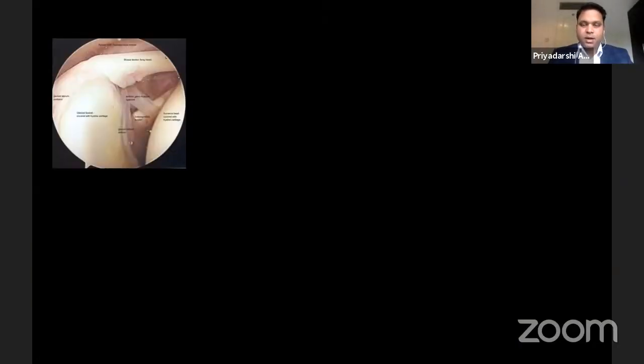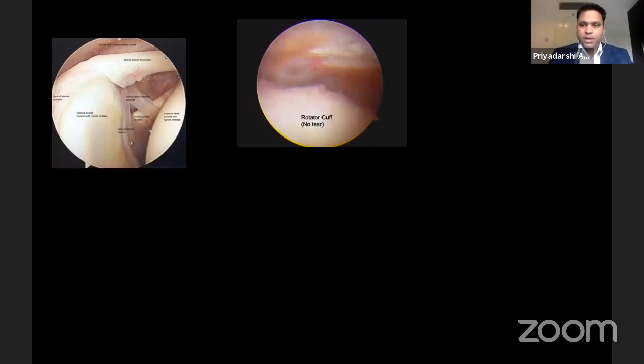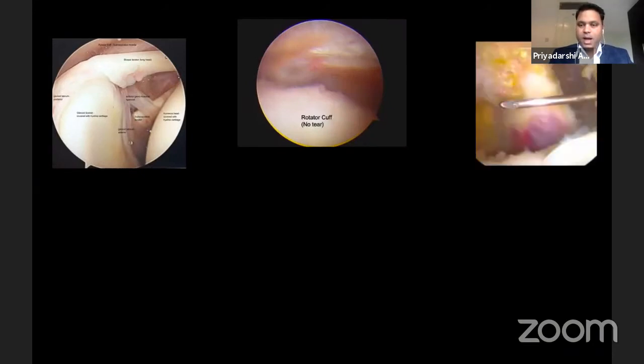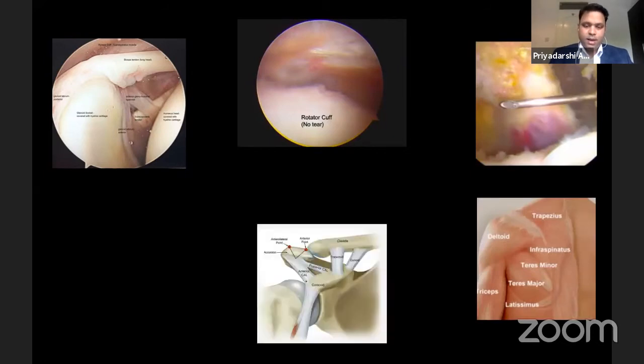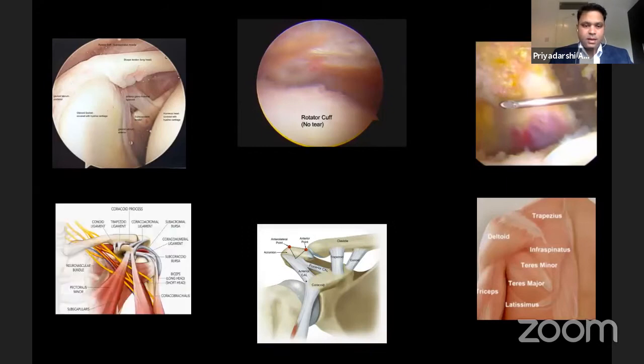So I have divided this into 6 chapters. One is intra-articular, then subacromial space, and then anterior subdeltoid space. Then we'll be talking about muscles in the shoulder, and then the coracoid and its attachments in detail, and at last we'll be talking about some nerves.